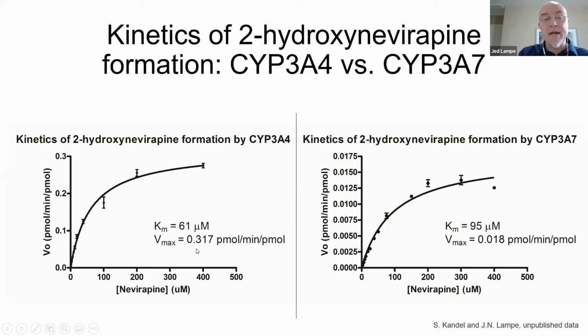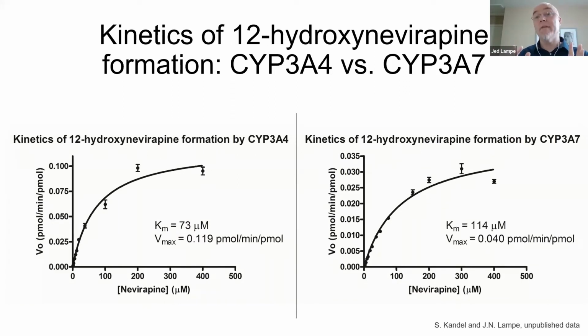But you can see the Vmax between the two is significantly different, almost a 20-fold difference between 3A4 and 3A7, with 3A4 being 0.317 picomoles per minute per picomole, and the Vmax for 3A7 being 0.018. So again, what we would have predicted, right? 3A7 is a crappier enzyme than 3A4. It doesn't metabolize drugs anywhere near as well as 3A4.